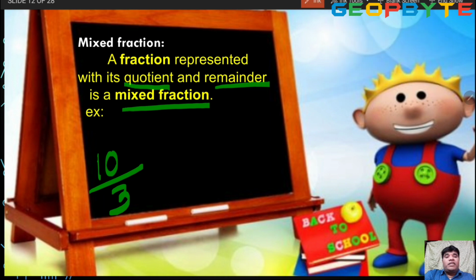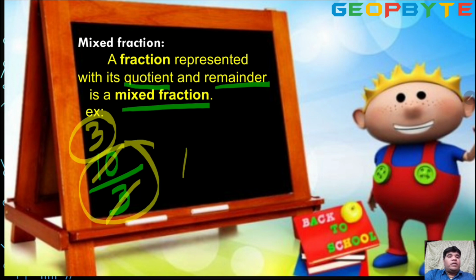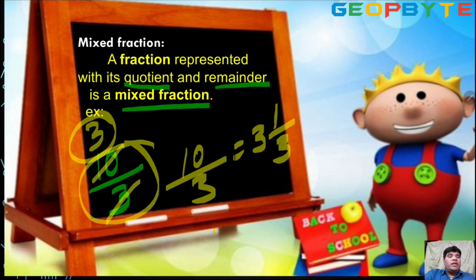How many times does it cancel? 3. 3 is cancelled. This 3 is called the quotient. Okay, children. So 3 cancels. 3 3s are 9. Then what is the remainder? What is the extra number? 1. That is the remainder. So this 10 by 3 is written as 3 and remainder 1 by 3. This is the mixed fraction.